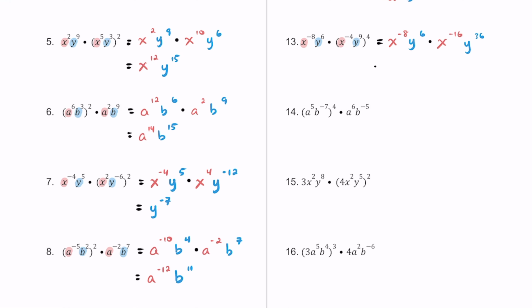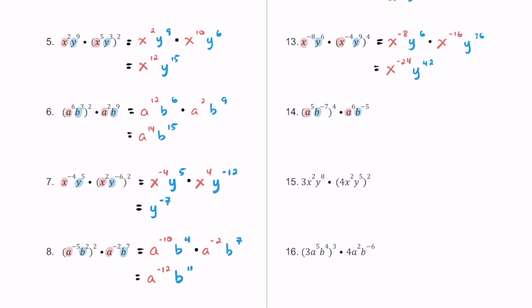Okay, so let's go ahead and now use the product of powers property. So x to the negative 8 times x to the negative 16. We can add negative 8 and negative 16, that's negative 24, so it's x to the negative 24th power. And then multiplying y to the 6 times y to the 36, we can add 6 plus 36, and that's going to be 42. So we're going to say it's times y to the 42nd power.